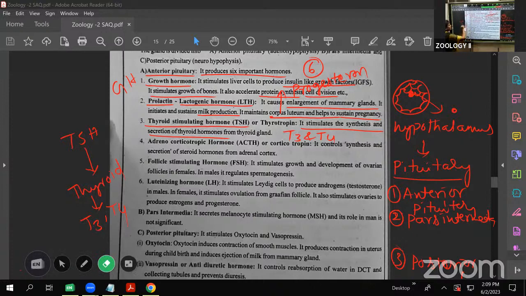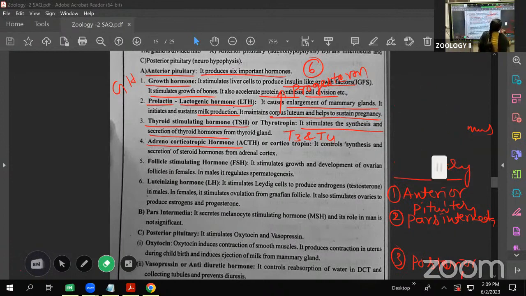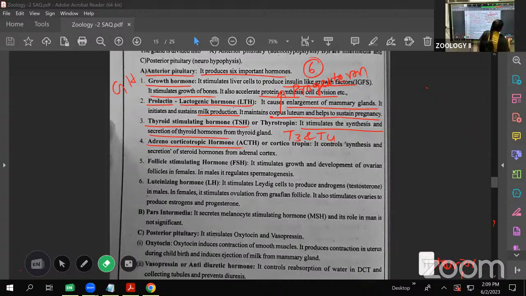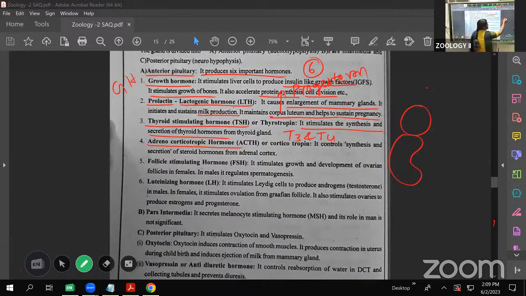Next one is the adrenocorticotropic hormone. Where is the adrenal gland located? The adrenal gland is located above the kidney. This adrenal gland is divided into two parts. The outer portion is called the adrenal cortex, and the inner is called the adrenal medulla. See here, this one is the kidney, and above the kidney the adrenal gland is present. The outer region is the cortex, and the inner is the medulla.